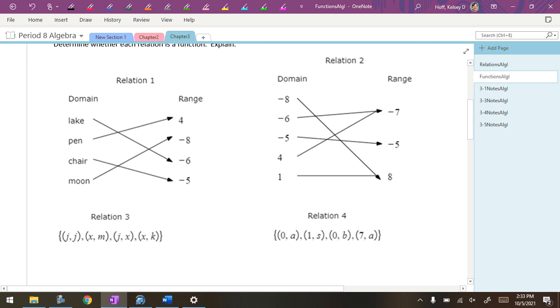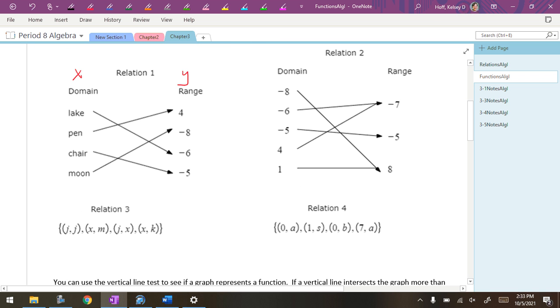So yesterday we talked about mapping. It shows our domain and our range. Domain is your x value, range is your y value. In relation 1, do any of my x values repeat? How do you know? The letters are the same. No. Do any of my x values repeat? Oh, the arrows don't go the same. Bingo. There's only one arrow coming out of every domain. So this, yes, is a function.